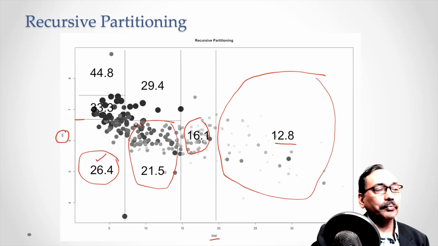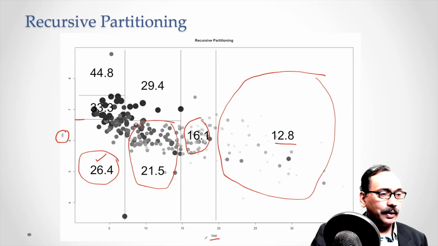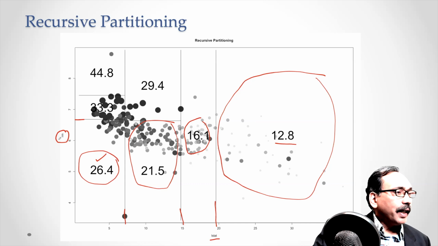The algorithm quickly finds out which variable is the most important, and what are the values at which we can partition. For example, lstat here, it has found that it needs to be broken into these three, and room, it has found that it needs these breakups.